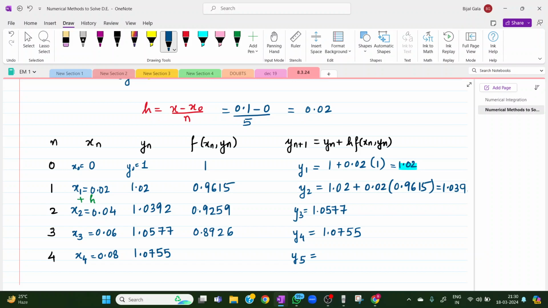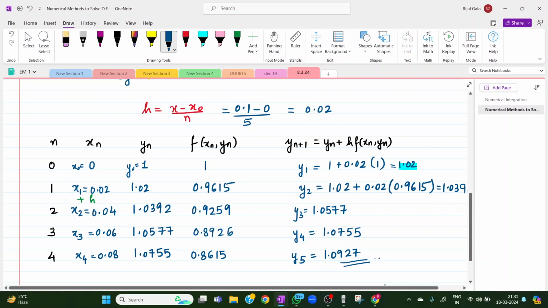0.8615 is correct for F. And what about YN? 1.0927 is correct. And this is your final answer, Y5. This is what you wanted. Okay, you're getting 2.8. Fine. First two decimals correct. You should get the answer. Ashmita, 0.8323 is way beyond. Okay. Calculations check कर लो. I hope the Euler's method is clear.